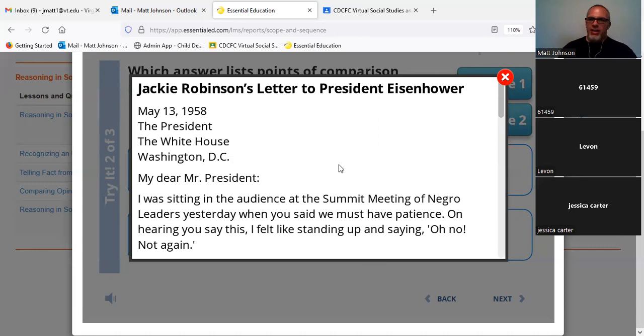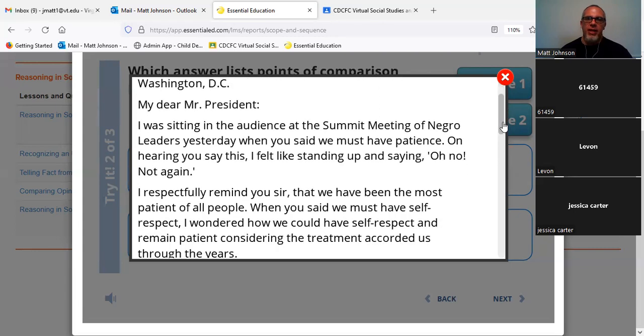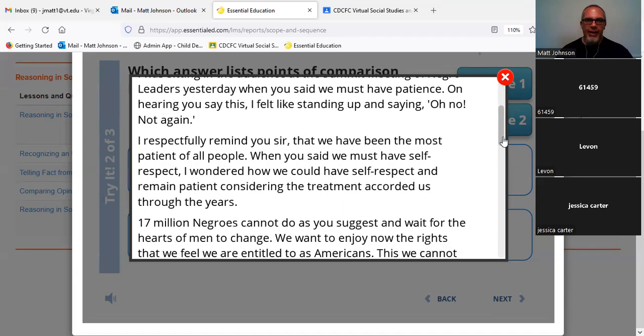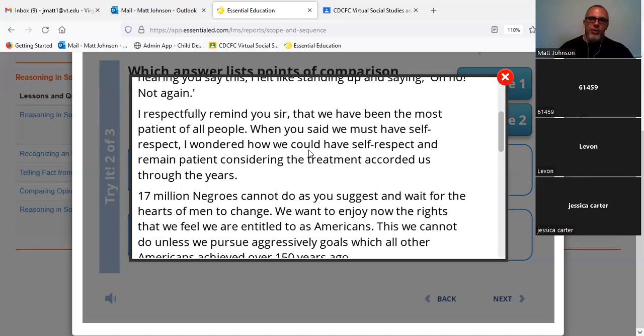May 13th, 1958. To the President, the White House. My dear President, I was sitting in the audience at the summit meeting of Negro leaders yesterday. When you said we must have patience, on hearing you say this, I felt like standing up and saying, oh no, not again. I respectfully remind you, sir, that we have been the most patient of all people. When you said we must have self-respect, I wondered how we could have self-respect and remain patient considering the treatment accorded us through the years.